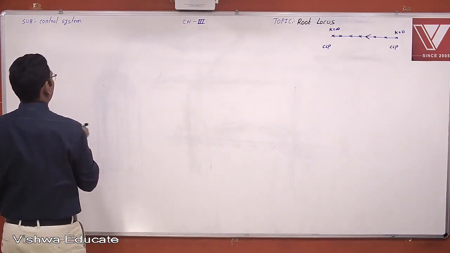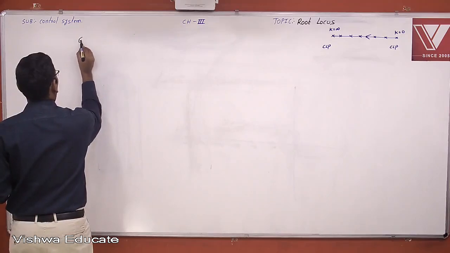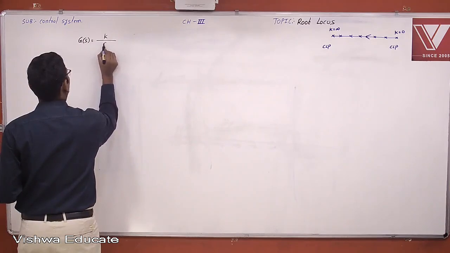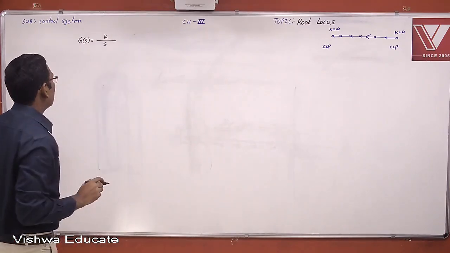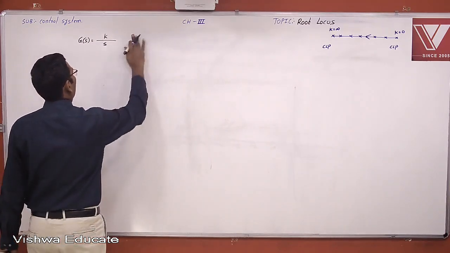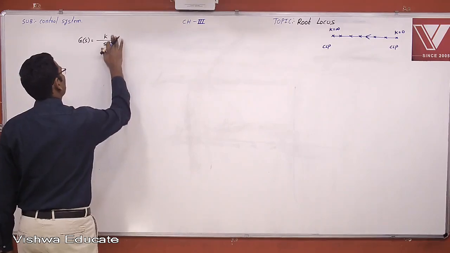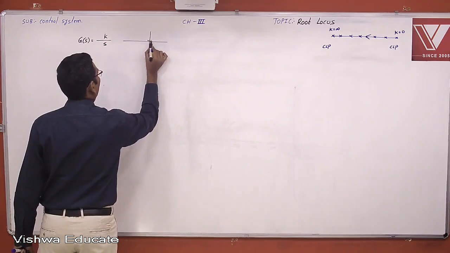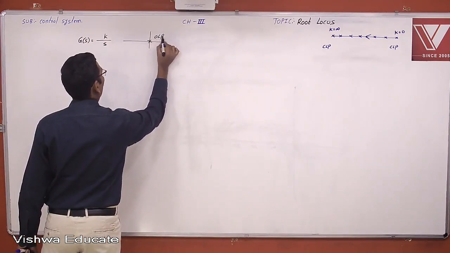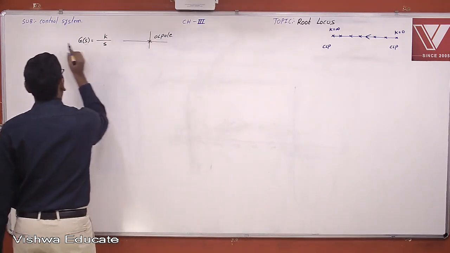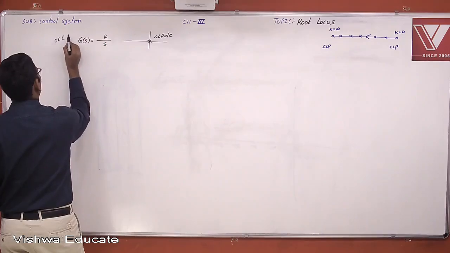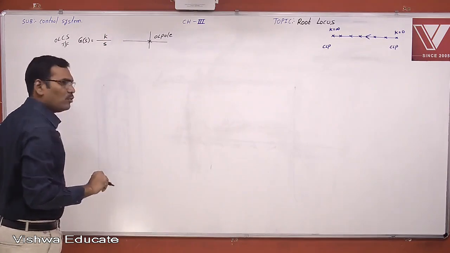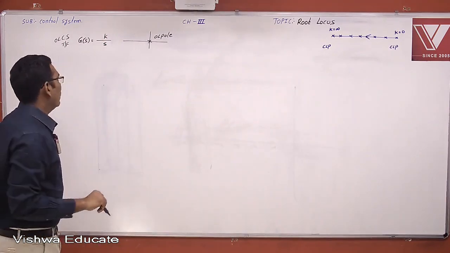G of s is equal to k by s. Now this is the open loop control system transfer function, and this is the open loop pole. The open loop pole is at the origin.